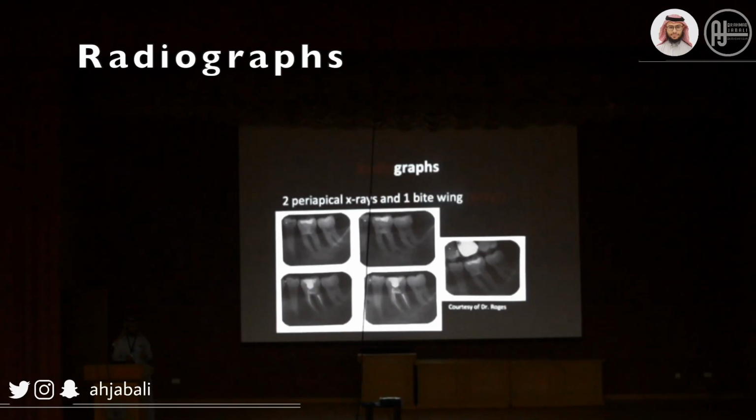Why do we need to do that? Why do we take 2 X-rays? Superimposition. If there are extra roots or extra canals. Lesion, sometimes you cannot see the lesion in 1 X-ray. Then you need to take more than 1 X-ray.